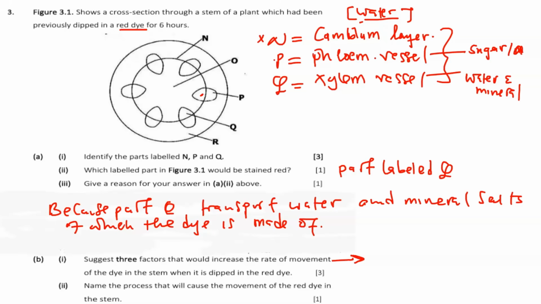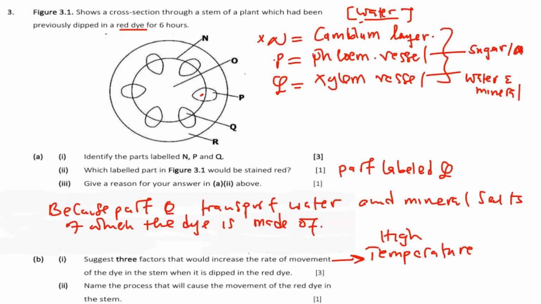Okay, what factors would increase this one? So one, temperature. That is one of the factors. So this one we can just look at more like the factors that affect transpiration. So temperature, you know that high temperature increases the rate at which water will be absorbed, and therefore the transporting part will be very high. Okay, so temperature, or high temperature, you can say.